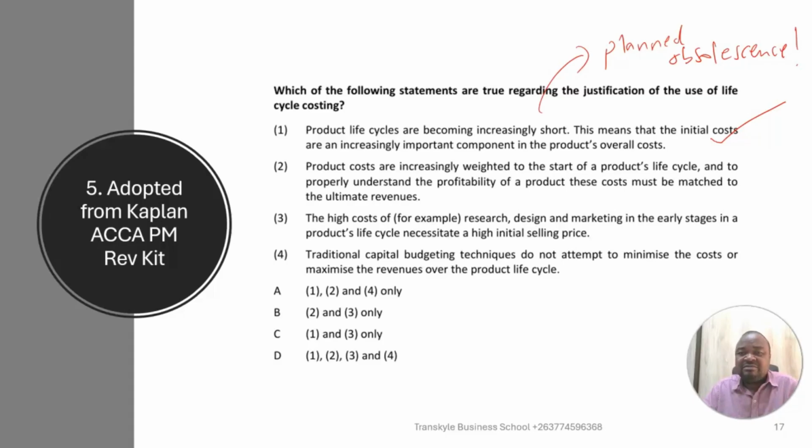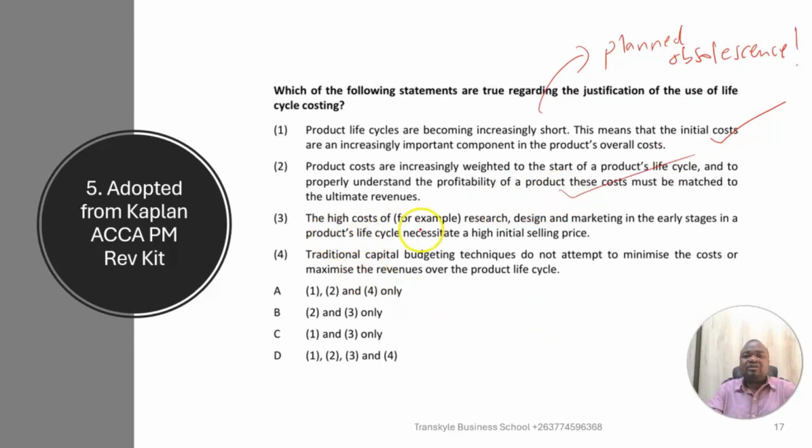Is that clear? Good. Product costs are increasingly weighted to the start of the product's life cycle. And to properly understand the profitability of the product, this cost must be matched to the ultimate revenue. So this one is still giving emphasis to the idea of spreading costs. Okay, so it's correct.